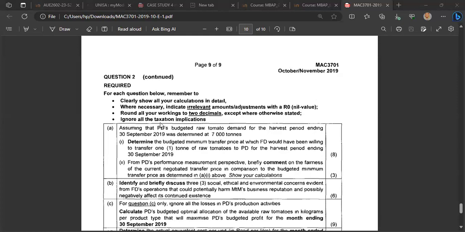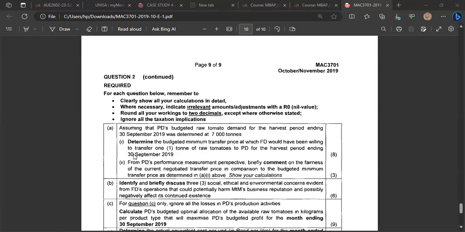Question number A, assuming that PD budgeted raw materials. So you see, we haven't read through the scenario, right? You and I haven't read through the scenario, and we are coming straight to the question to see what the requirement is. So we are going to read through all these questions first and then see the ones that we think are easier for us to tackle. Remember, your strategy in an exam is to go for the ones that you understand most, and then end with the ones that you think are tricky for you.